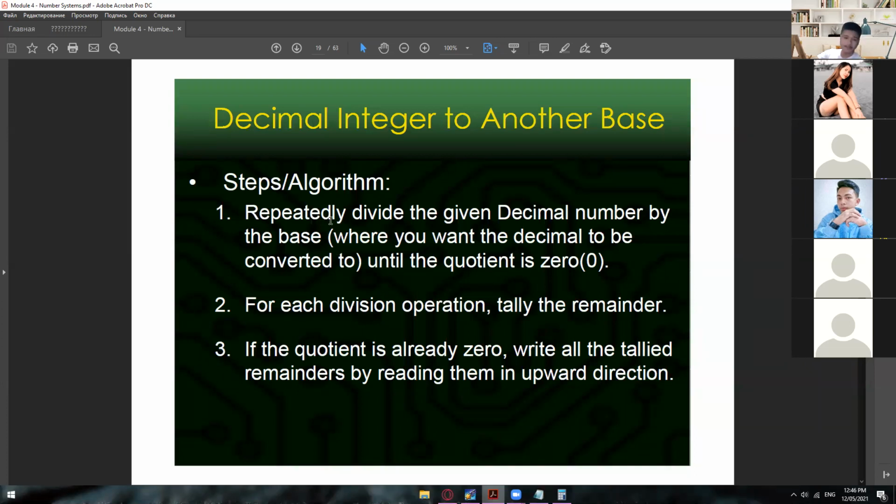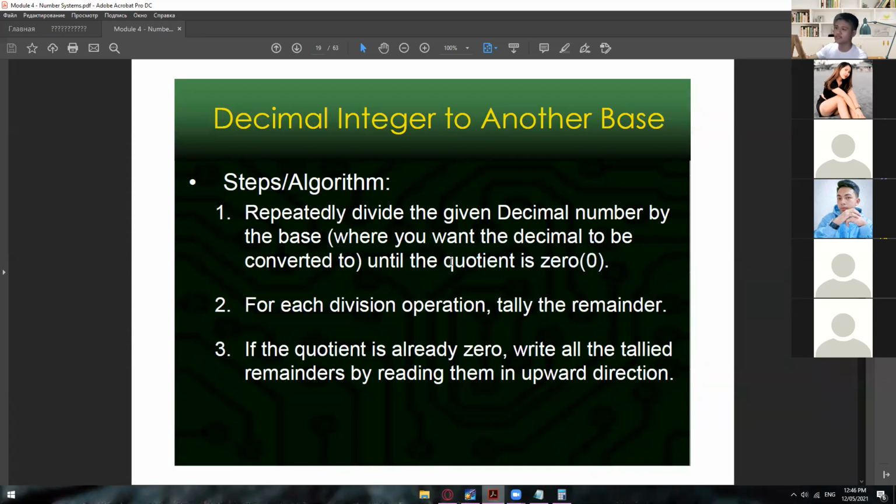Step 1: repeatedly divide the given decimal number by the base where you want the decimal to be converted to until the quotient is 0. Step 2: for each division operation, tally the remainder. Step 3: if the quotient is already 0, write all the tallied remainders by reading them in upward direction. So in here, everything is quite the opposite. Before, from any base to decimal, you're using multiplication, but in here it's now division.